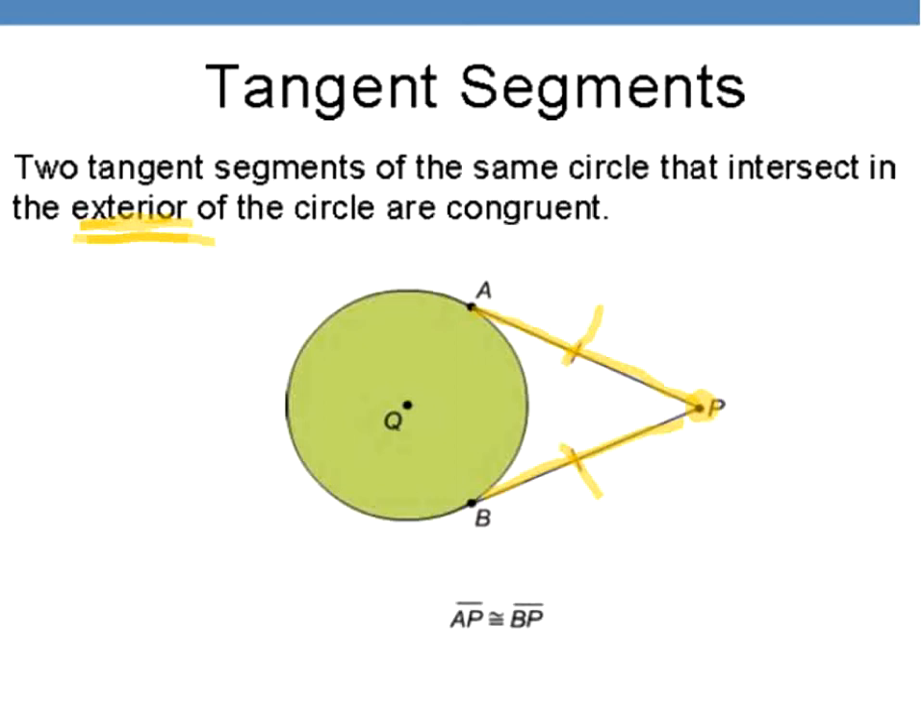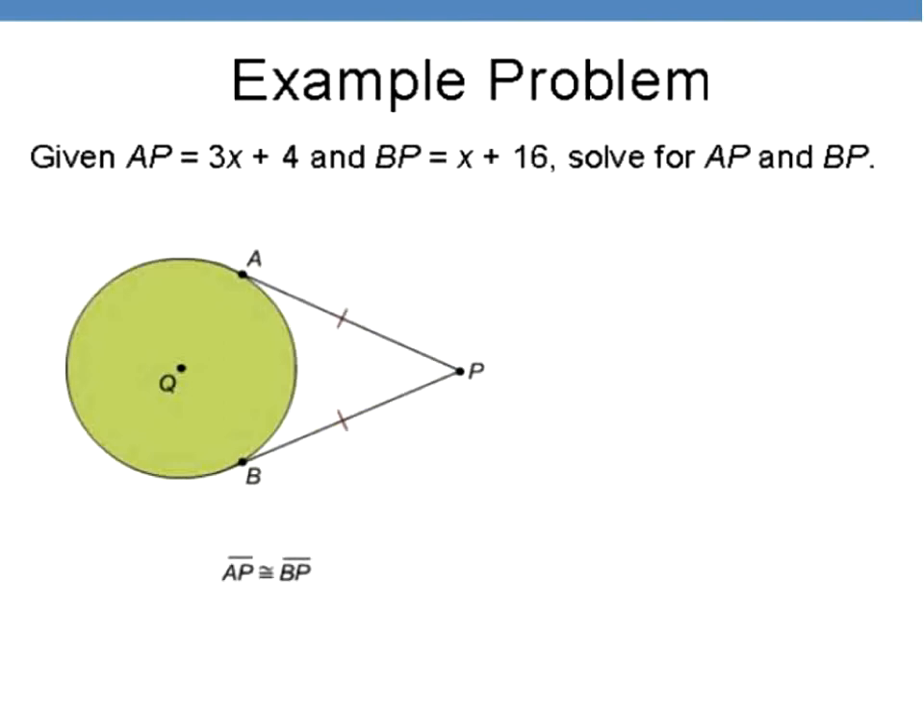If I show you this picture, it's the same picture as before, but now I'm giving you values for AP and BP. Let's draw on our picture. It says AP is 3x plus 4. So where are they talking about? They're talking about A to P, 3x plus 4. Can we add that to our picture, please, in your notes? And BP is x plus 16. That means the other side is x plus 16.